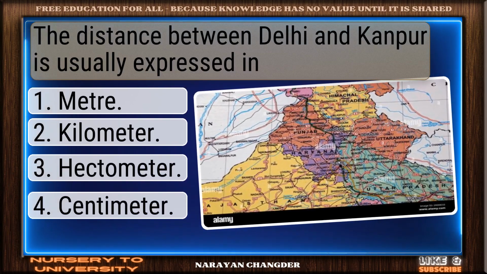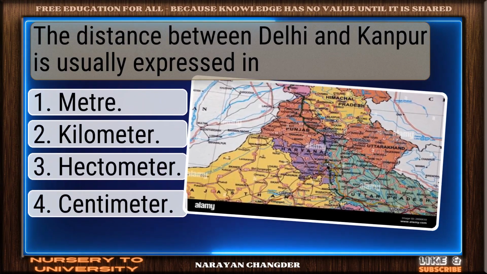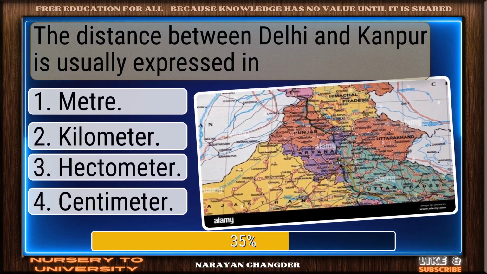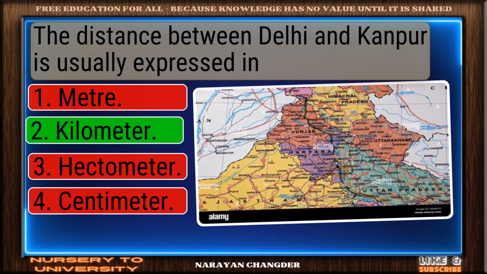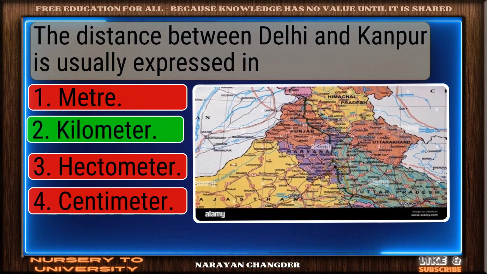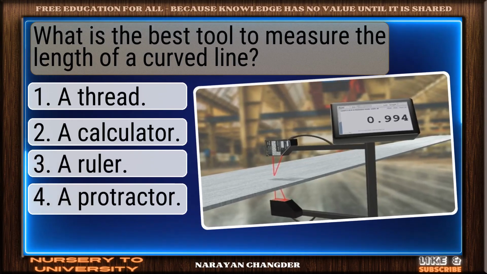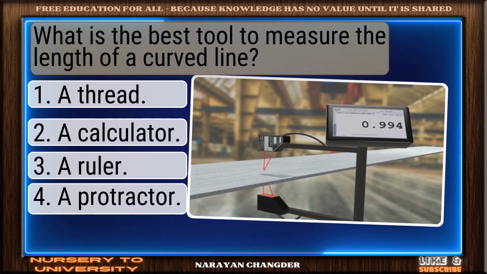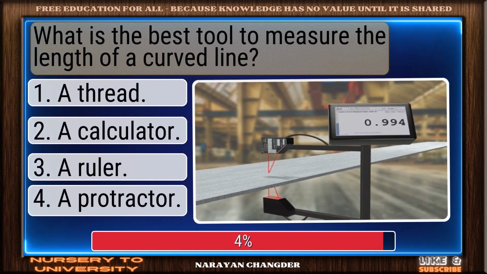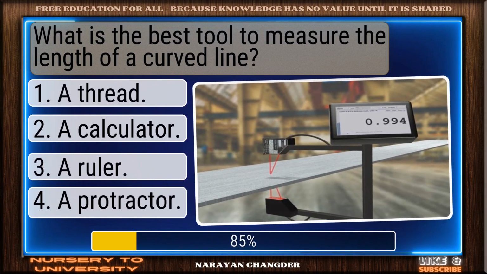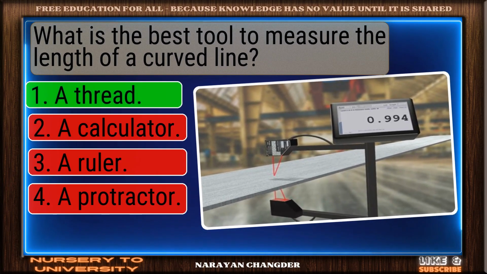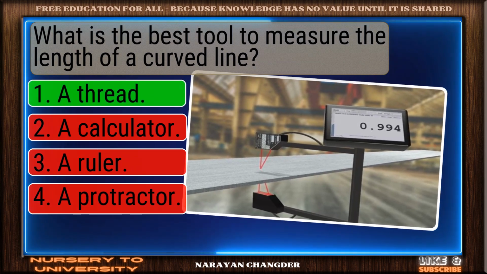The distance between Delhi and Kanpur is usually expressed in. Strong choice. Kilometer is the right answer. What is the best tool to measure the length of a curved line? Bravo! A thread is the answer.